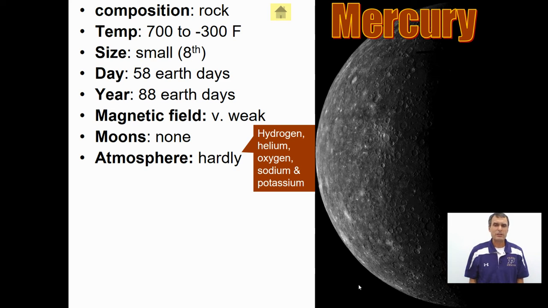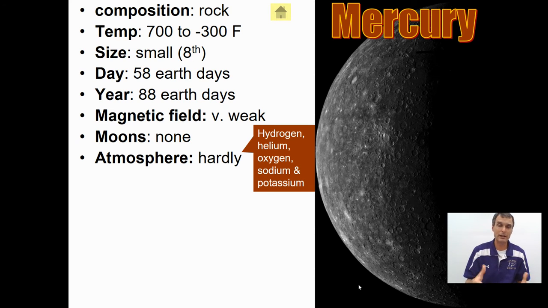Mercury does have an atmosphere. It's really, really thin. It's something like 1 to 5% of the Earth's atmospheric density, so really not much of an atmosphere. And it only has an atmosphere because the sun's radiation is so intense there, it hits the surface of Mercury and strips off these particles, hydrogen, helium, oxygen, sodium, and potassium, and it makes an atmosphere until the sun's radiation strips that away.